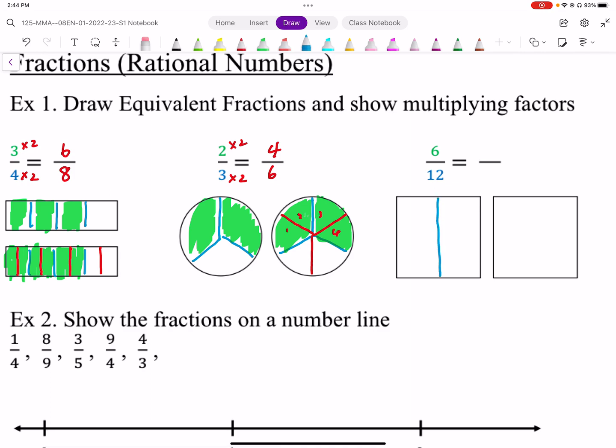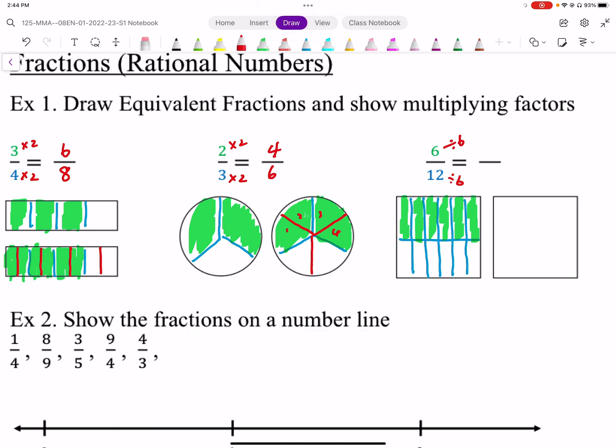Here I'm going to maybe do it like this. I've got 12 parts, and 6 of those I'm going to shade. 1, 2, 3, 4, 5, 6. Now I can multiply and make this into bigger terms, but I can also divide. So I'm going to group this into groups of 6, and I'm going to group this into groups of 6.